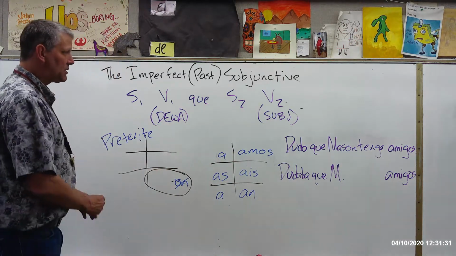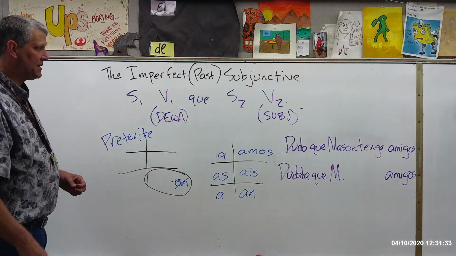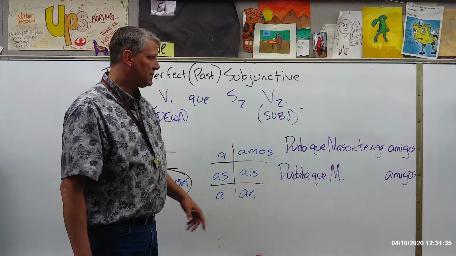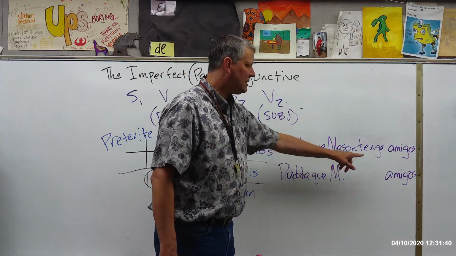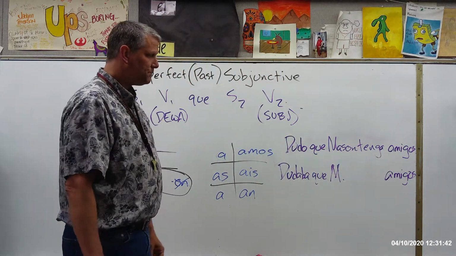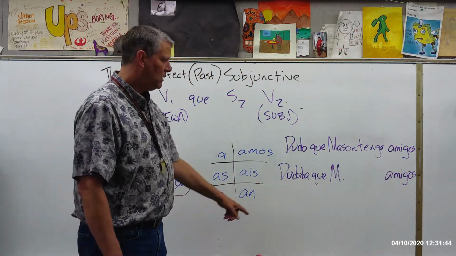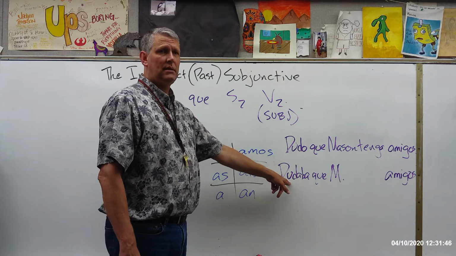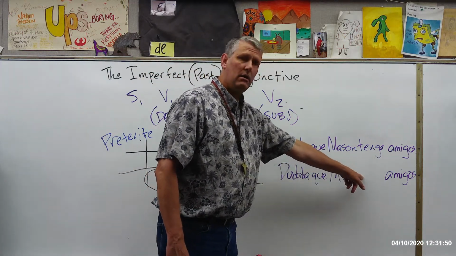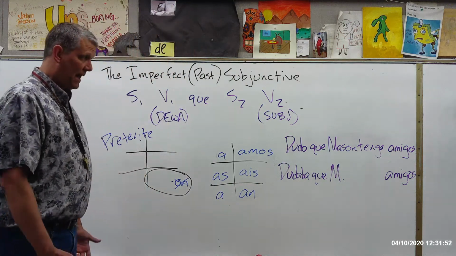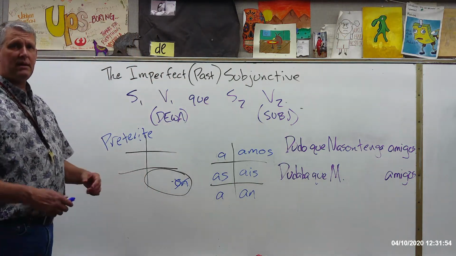Now, let's go back to this first sentence that we came up with a second ago. I doubt that Mason has friends. And sorry, I had to kind of write that small to get it all on this side of the board. Dudo que Mason tenga amigos. Let's put that into the past. Dudaba, I doubted that Mason had friends. Dudaba que Mason. We need the verb tener, to have. We need to come up with that in the past subjunctive.